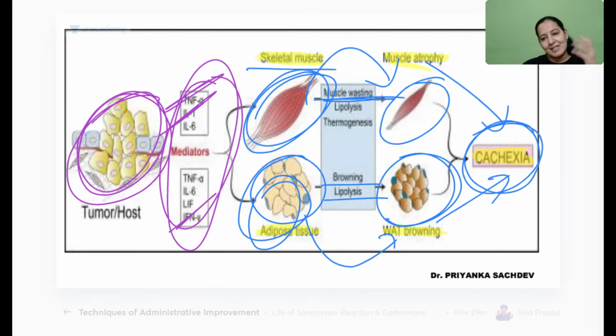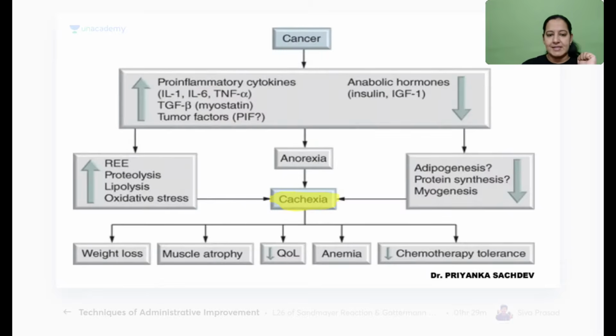So browning is lipolysis only. Muscle wasting is there, and lipolysis is there in the fat cells. That is acetyl-CoA, it is undergoing lipolysis. So that is the thing. So cachexia is there. Done.